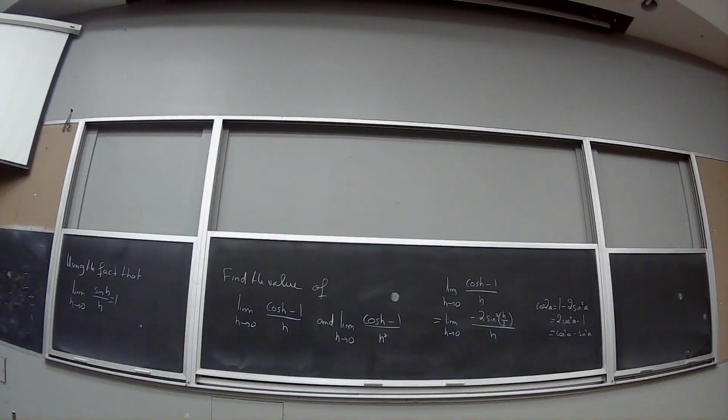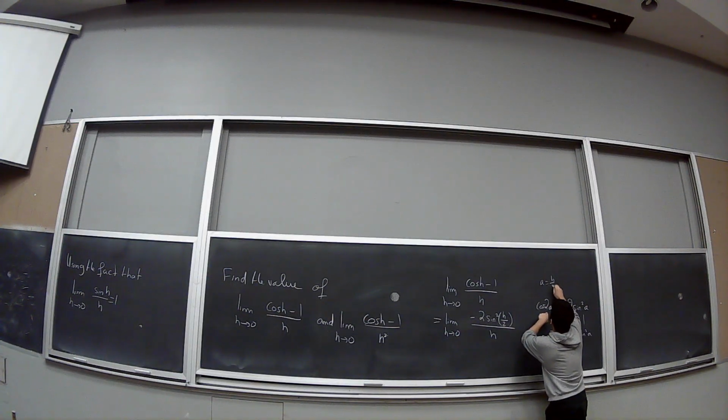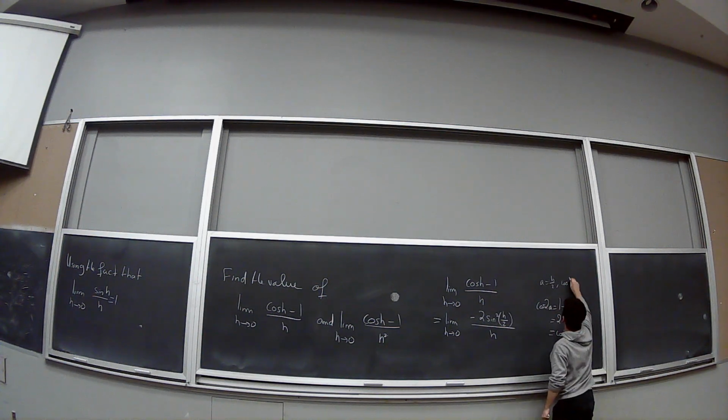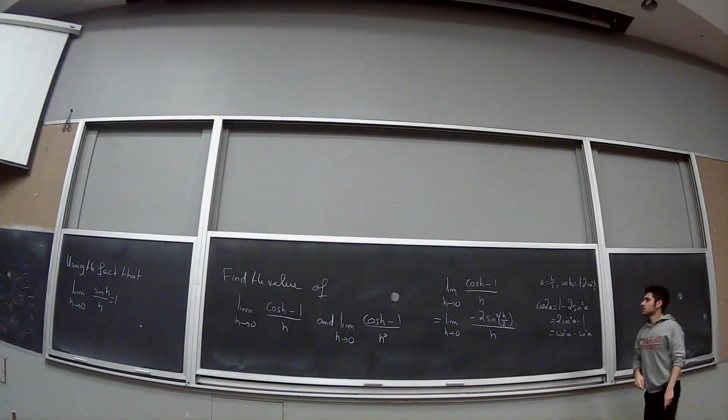Yes or no? Everybody? Just let a be equal to h over 2. Apply this formula with a equal to h over 2 and write it down. So if a is equal to h over 2, what do I get? I get cosine 2a. What is 2a? It's h. Right? It's 1 minus 2 sine squared h over 2. Great. Now how do I proceed?